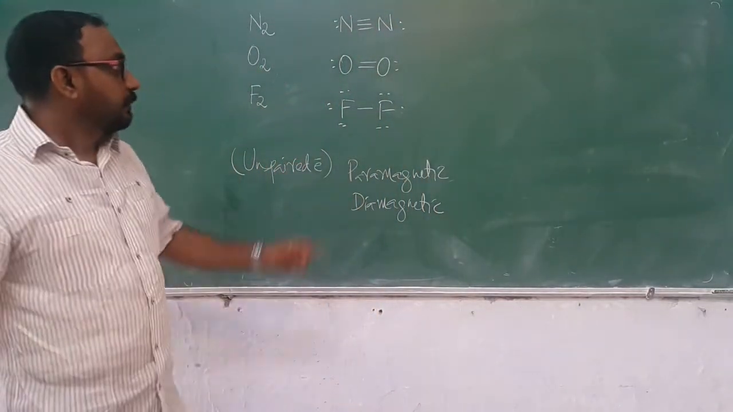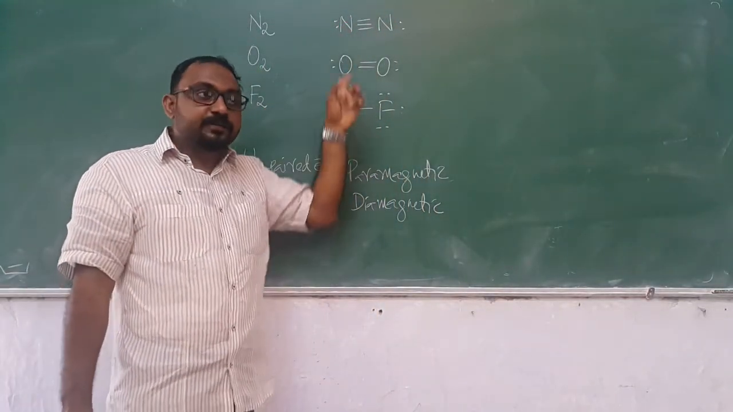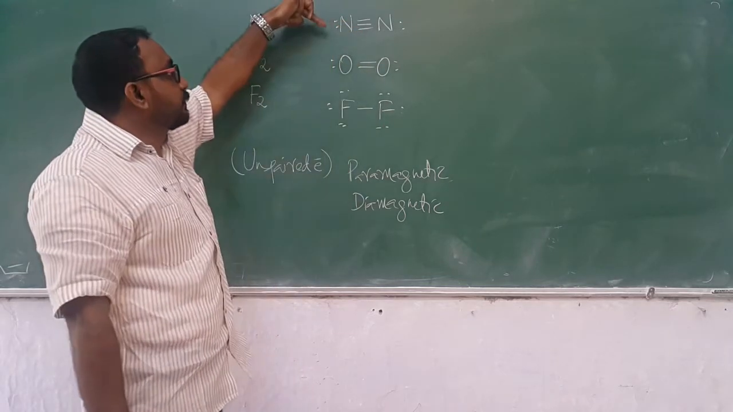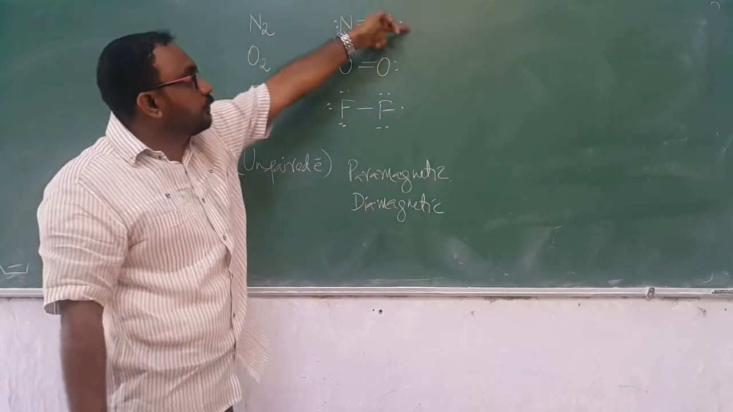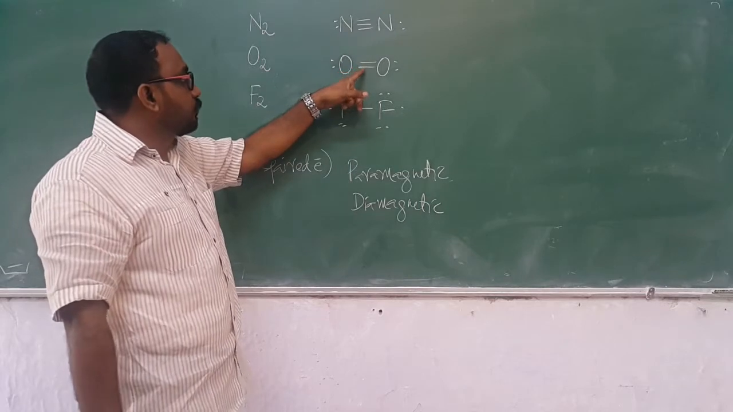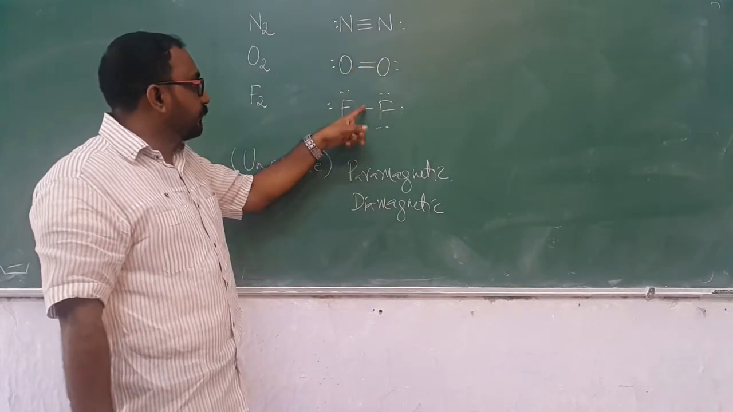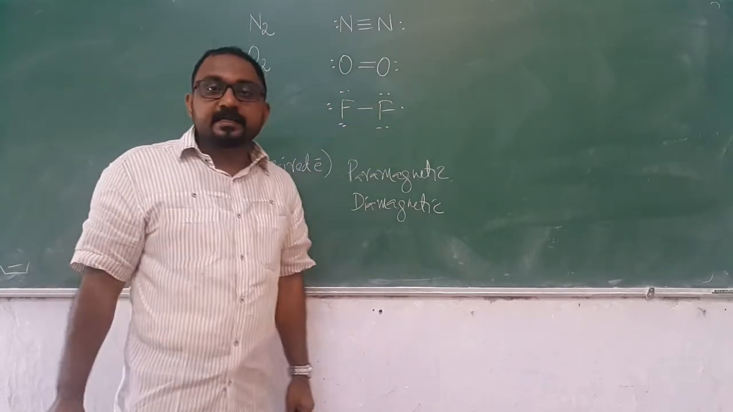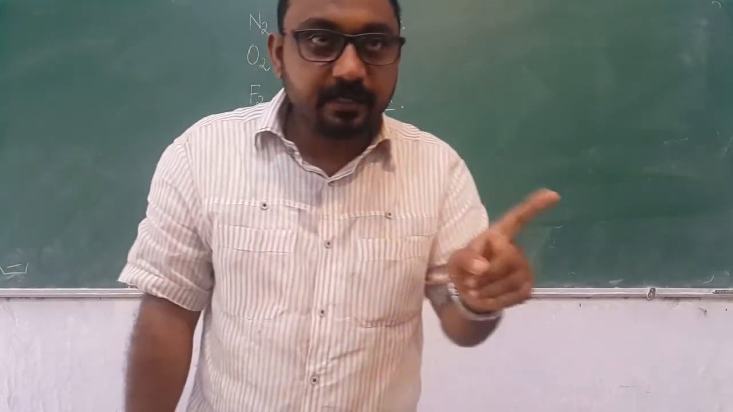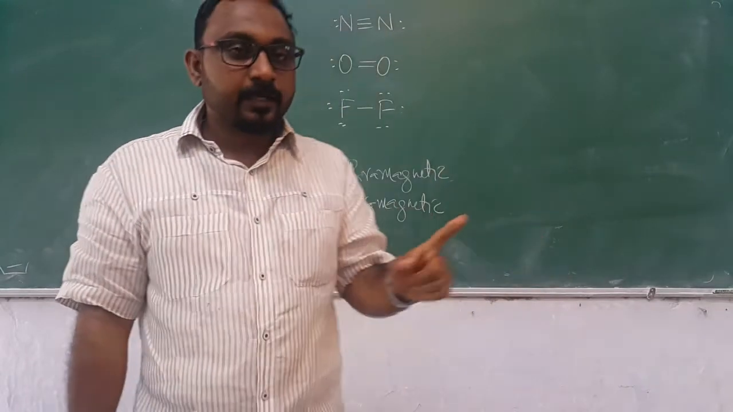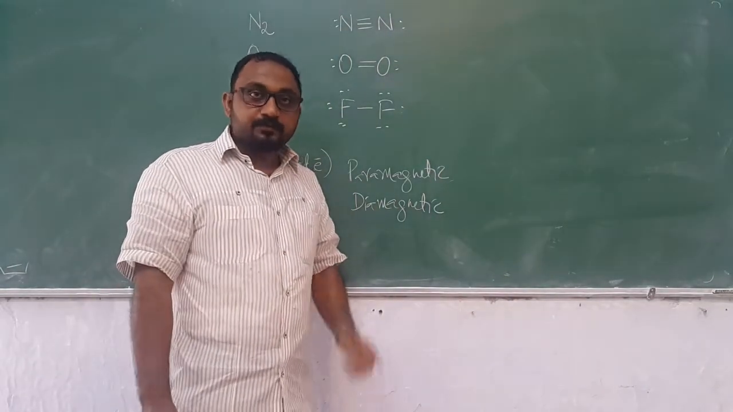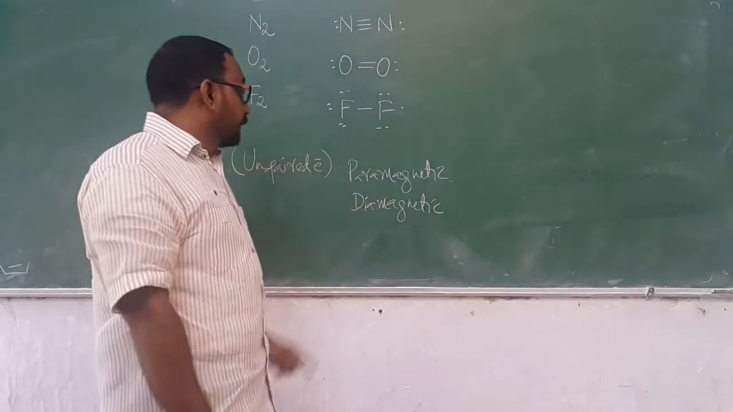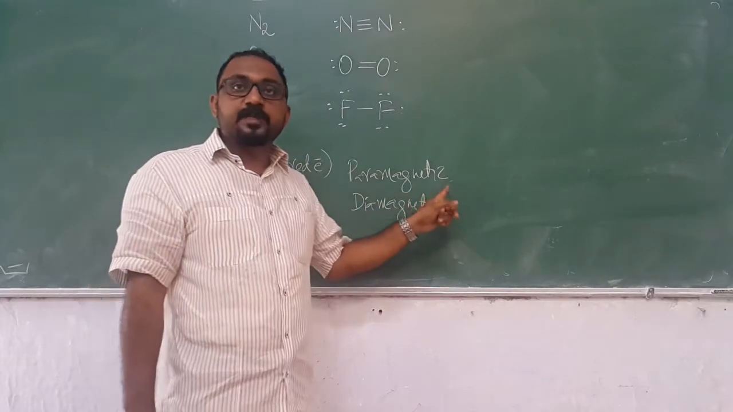So, here we have taken three molecules, and if you look at this molecule, nitrogen, you could see there are 3 bond pairs and 2 lone pairs. If you take oxygen, 2 bond pairs and 2 lone pairs. If you take fluorine, 1 bond pair and 3 plus 3, 6 lone pairs. And you cannot see any unpaired electron. When there is no unpaired electron, you can't expect the substance to be paramagnetic.